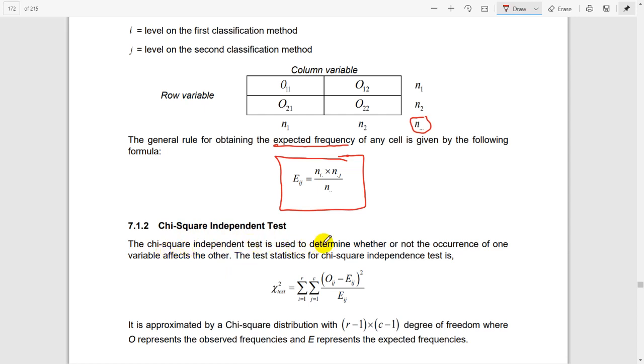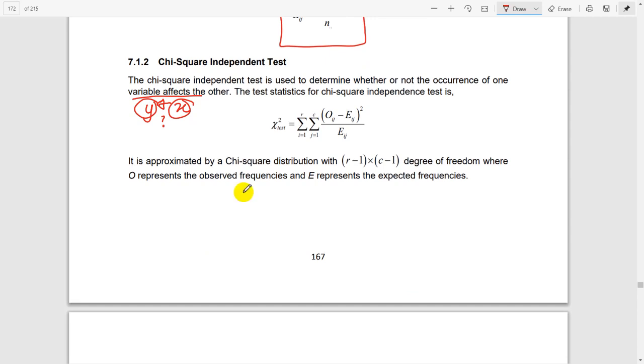Okay, so let's look at the chi-square independence test. The chi-square independence test is used to determine whether or not the occurrence of one variable affects the other. So here we want to see whether Y is affected by X or not. The test statistic for the chi-square independence test is given by this formula. Its name is chi-square, so you don't need to take the square root. It's really called chi-square.